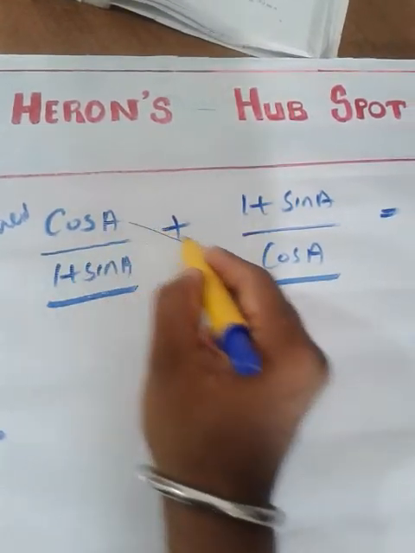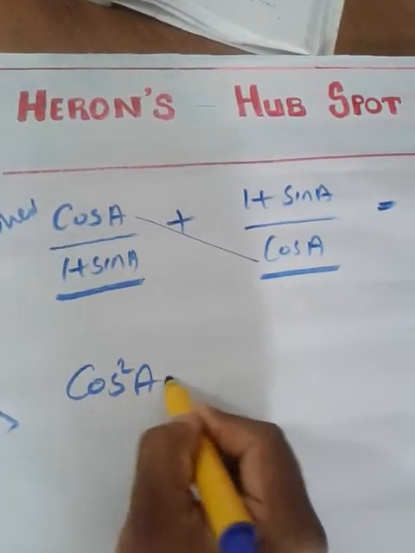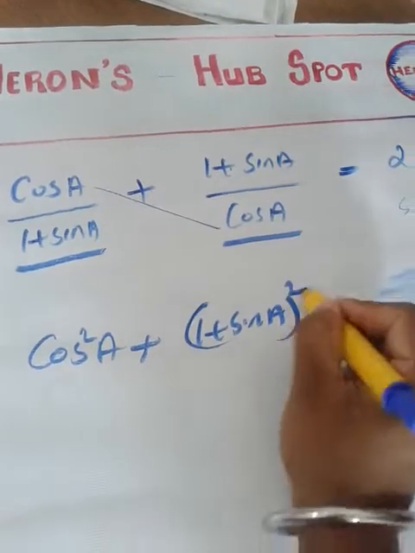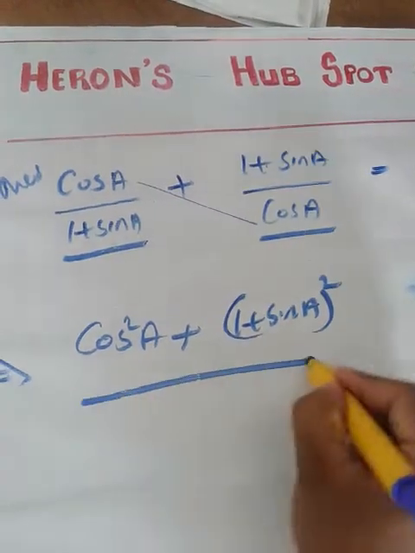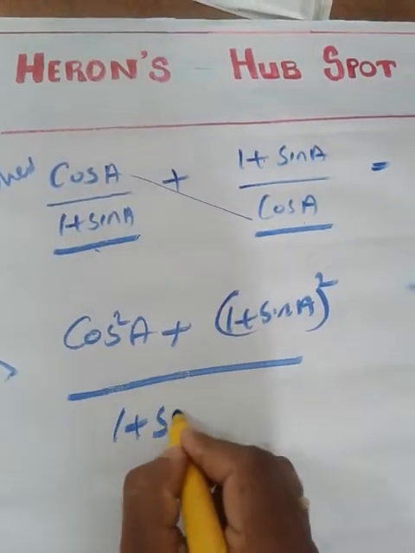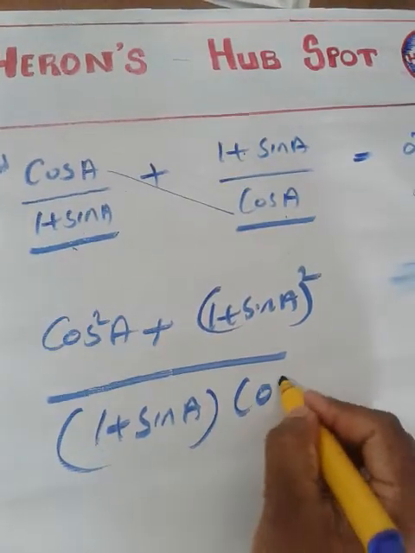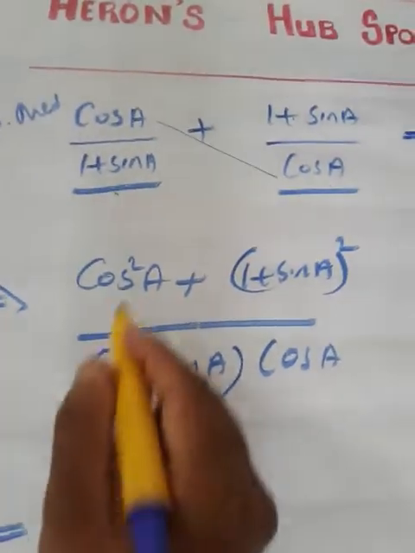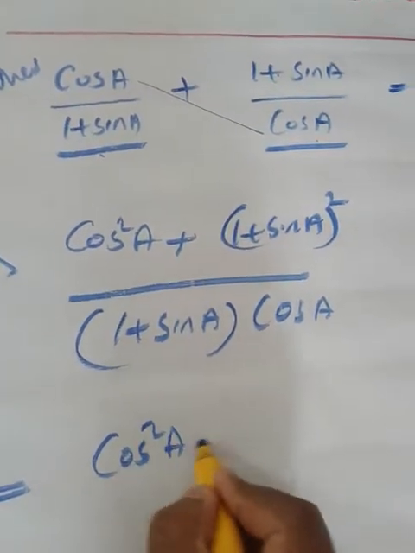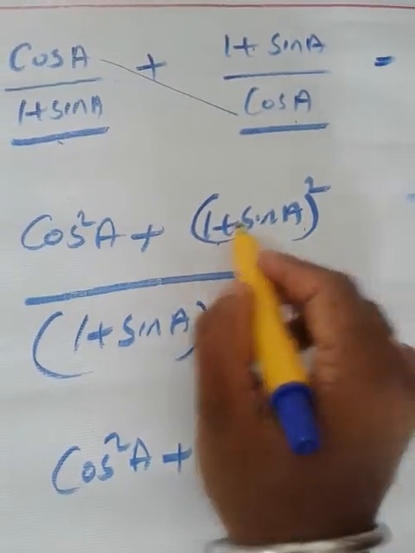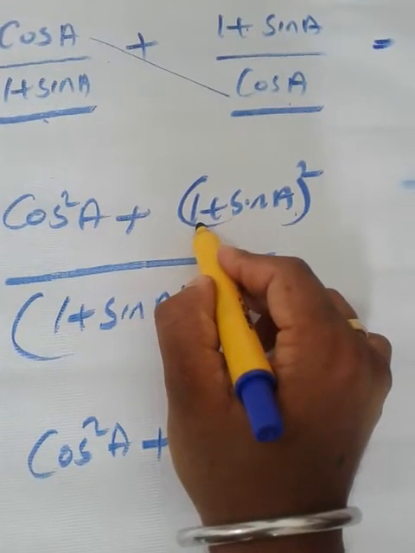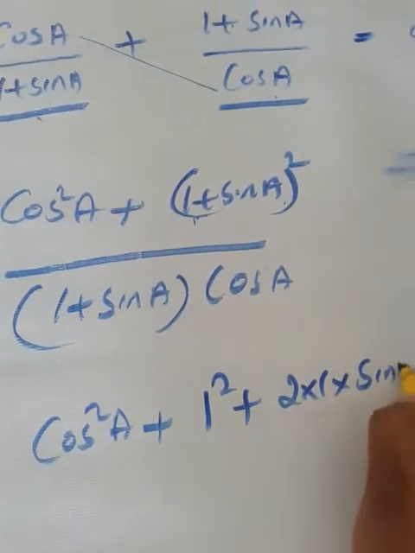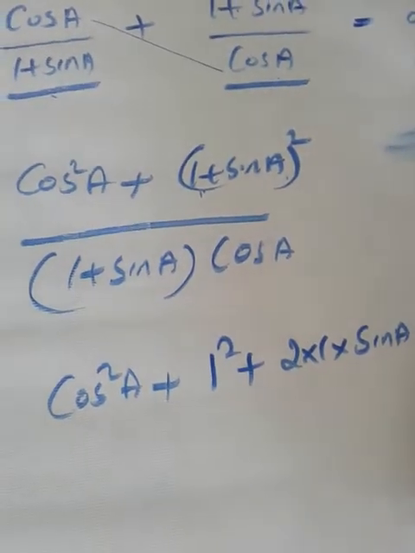When you cross multiply, cos A into cos A becomes cos square A, and 1 plus sin A into 1 plus sin A becomes 1 plus sin A whole square. You may have understood. Divided by 1 plus sin A into cos A, which is nothing but 1 plus sin A into cos A. We cannot do anything there, isn't it? And now we just see cos square A as it is, plus it is in the form of a plus b whole square. What is that? a square plus 2ab plus b square. So it becomes 1 square plus 2 into 1 into sin A plus sin square A.